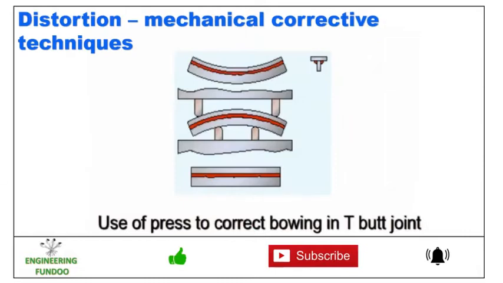Then we have distortion correction by mechanical corrective technique. Use of a press to correct the bowing in a T-joint. Friends, after welding it gets distorted, then we can use a press to press it so that it becomes straight, and that is called mechanical corrective technique.